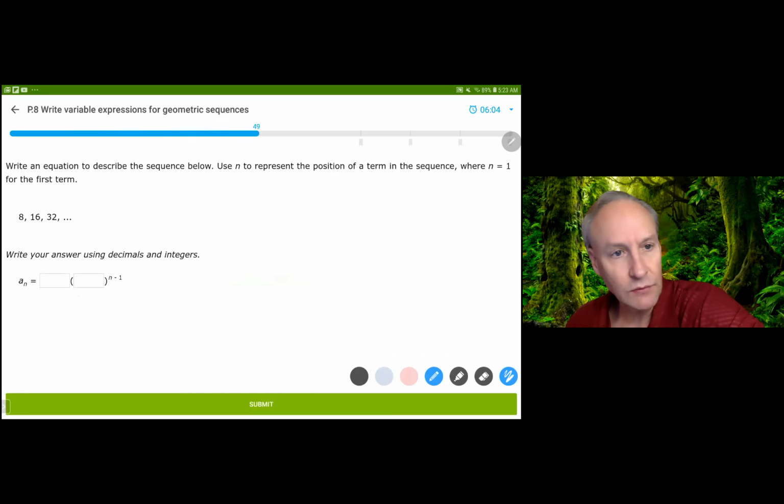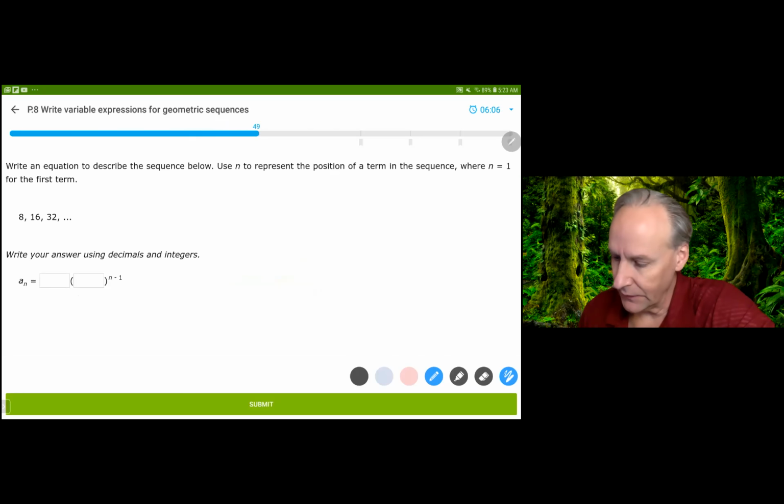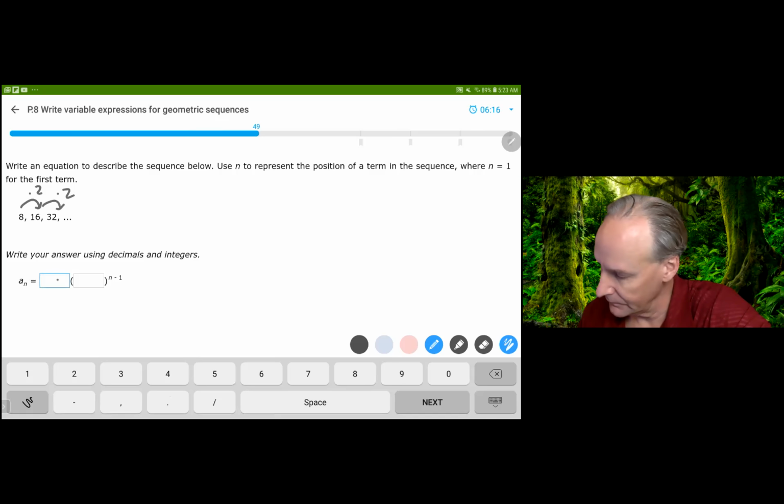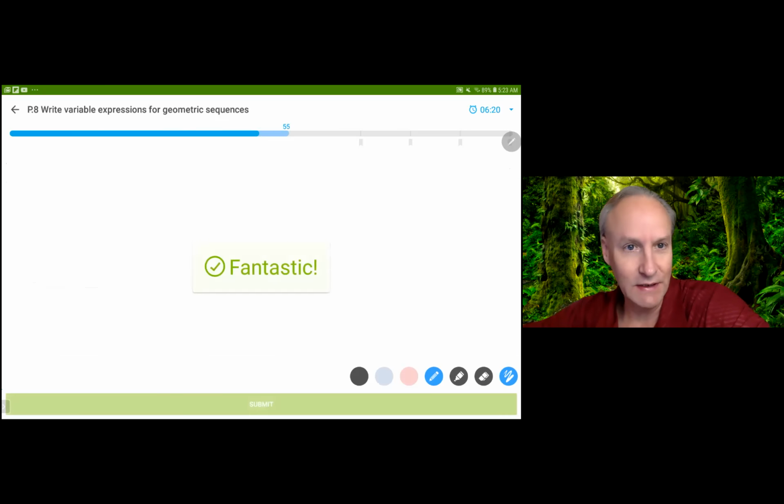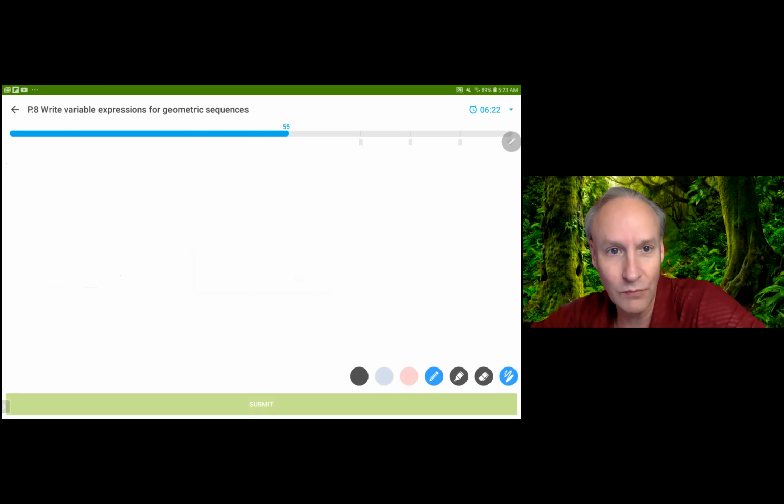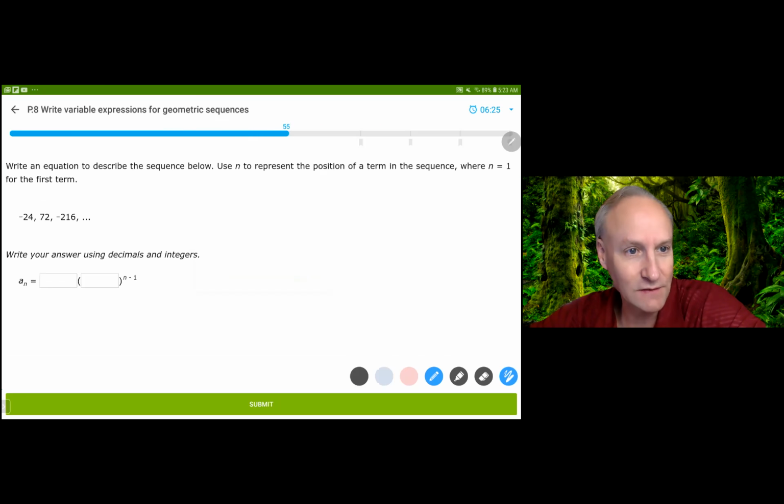All right, now we're starting with 8, and be careful, it's not 8 times 8, it's 8 times 2, isn't it? And then 16 times 2. So our multiplier is 2, and our starting term is 8. Now, I could have probably just given you the instruction to start without explaining why, but I like explaining.